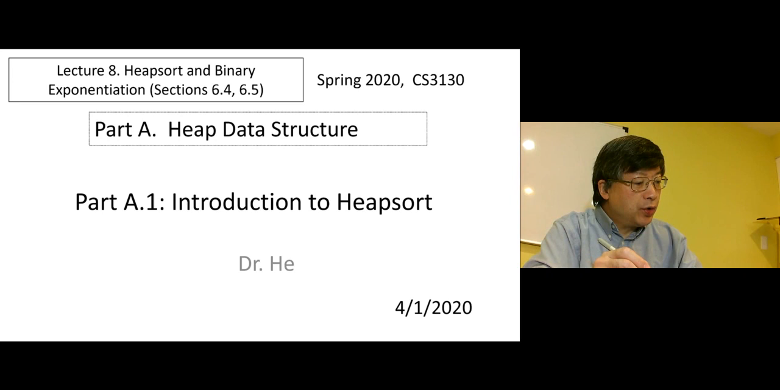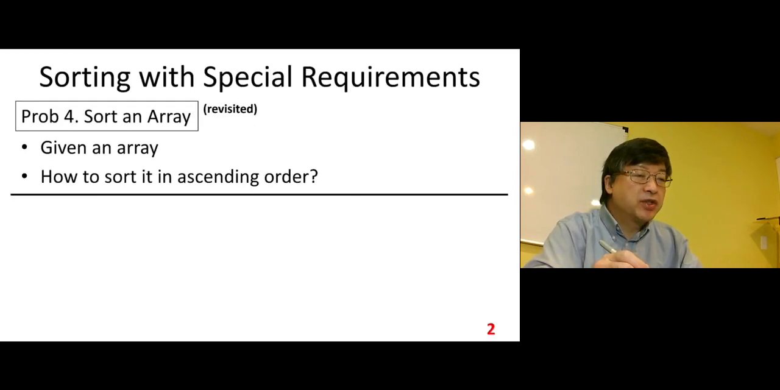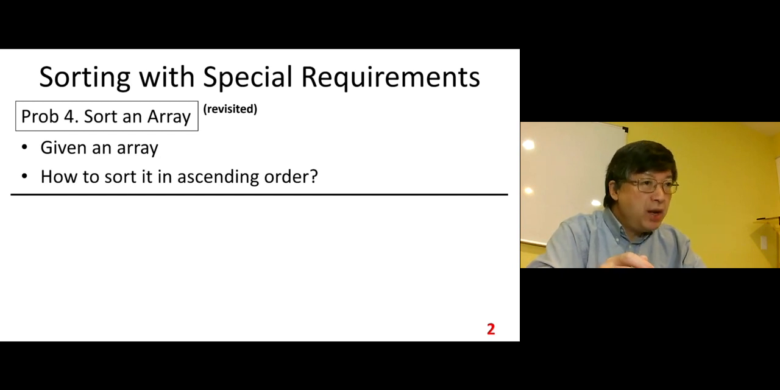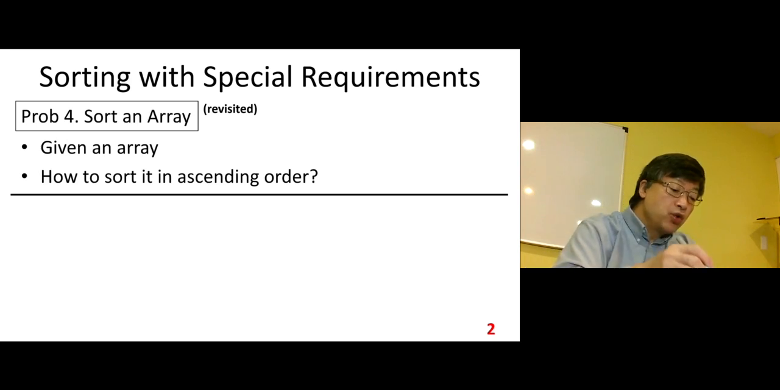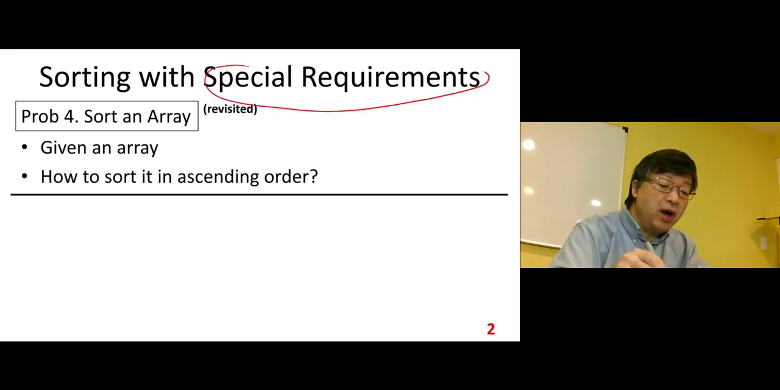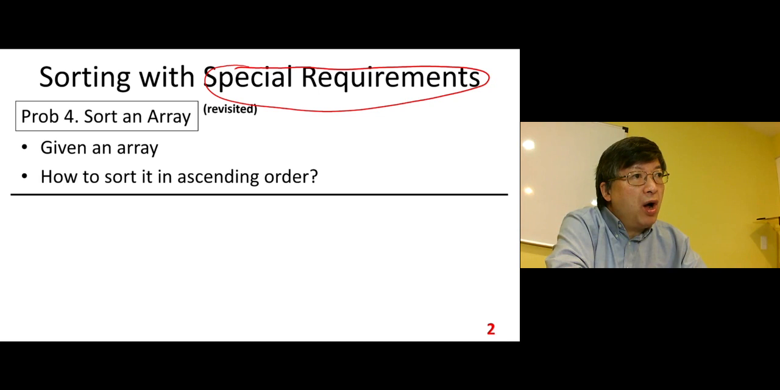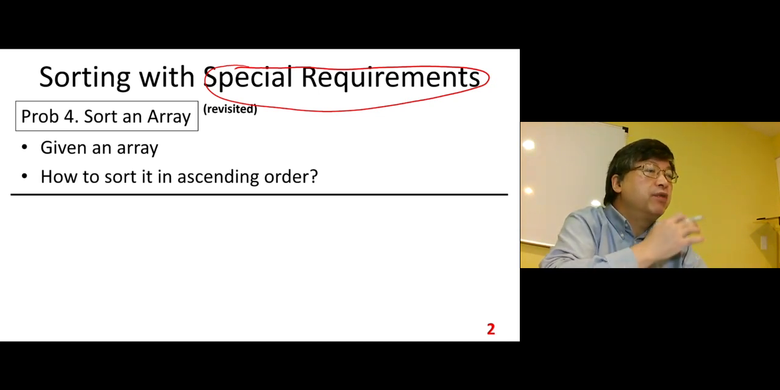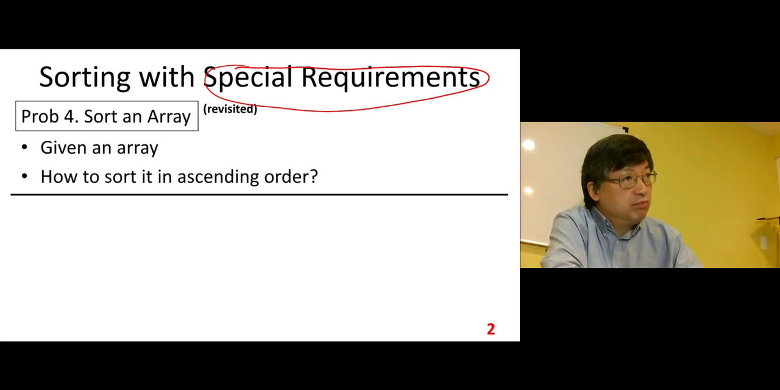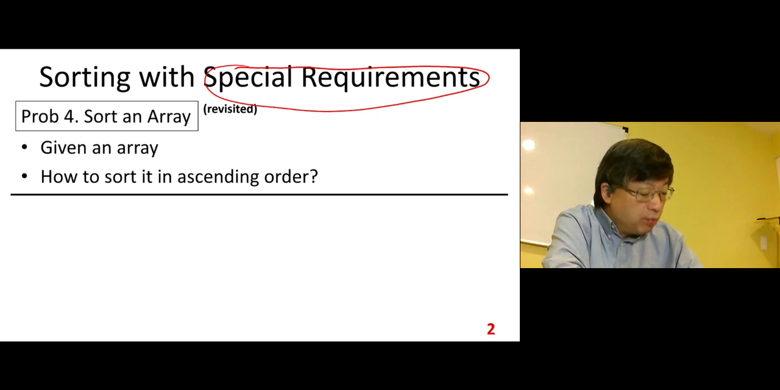So, another sorting algorithm. You may ask the question, why do we want to learn another one? We have learned so many, why do we need to learn another one? There is some reason: sorting with special requirements. Based on different business requirements, we may need to do things differently. So here we have different considerations. Let's revisit this standard sort problem.